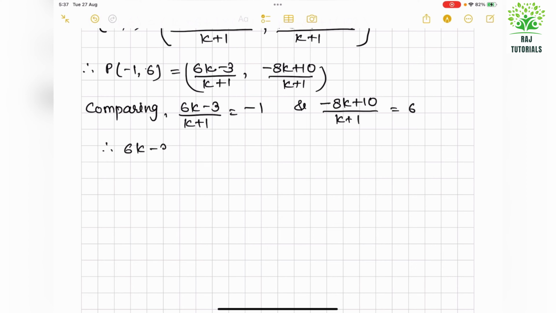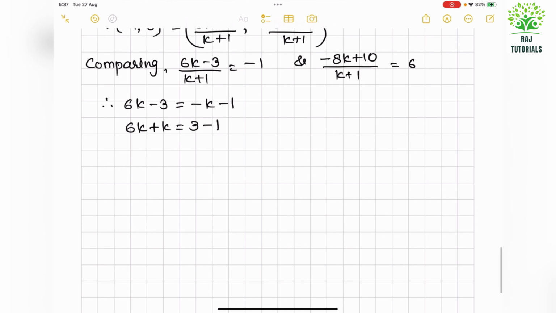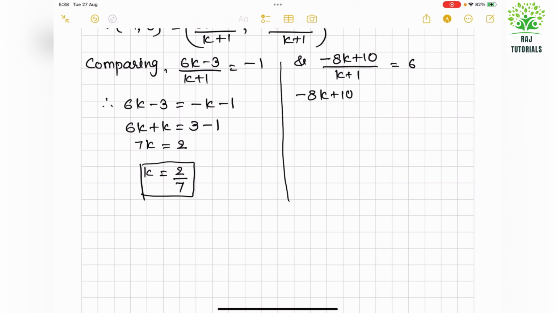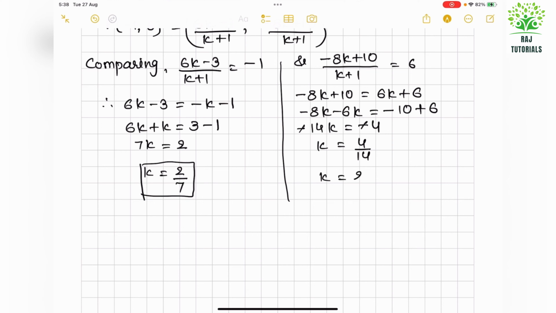Therefore 6K minus 3 equal to minus K minus 1. So 6K plus K equal to 3 minus 1. So I can say 7K equal to 2. So K equal to 2 by 7. Now same way minus 8K plus 10 equal to 6K plus 6. So minus 8K minus 6K equal to minus 10 plus 6. Minus 14K equal to minus 4. So K equal to 4 by 14. So K equal to 2 by 7.